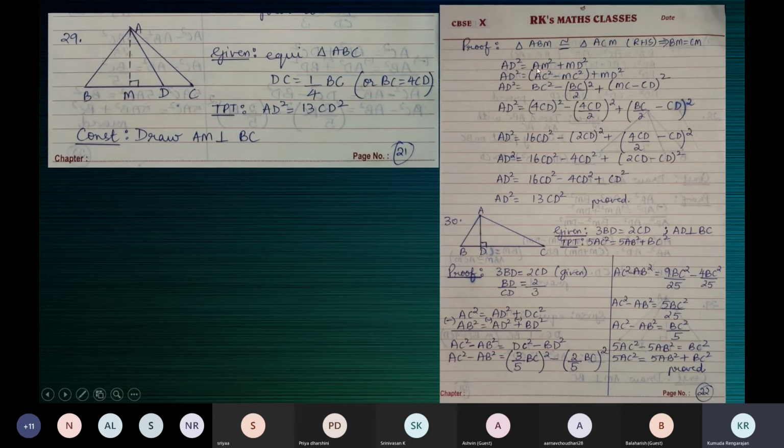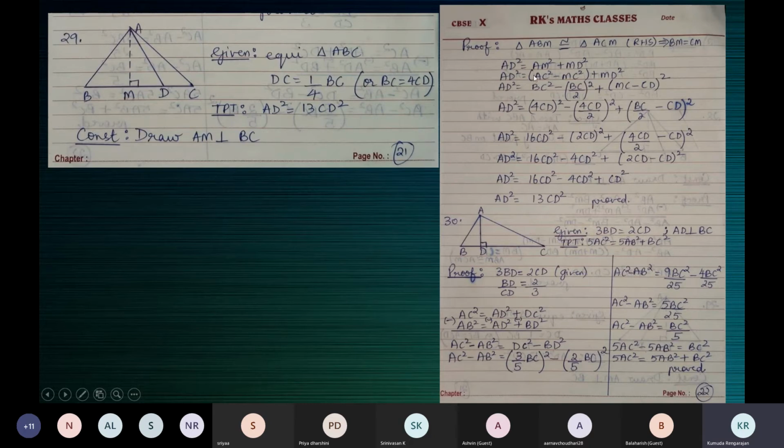See here, the first step: AD square is equal to AM square plus MD square, from the right triangle AMD. Now we want only AD and CD. We don't want anybody else. So now let's start changing. AD square we'll write as it is, AM square and MD square.